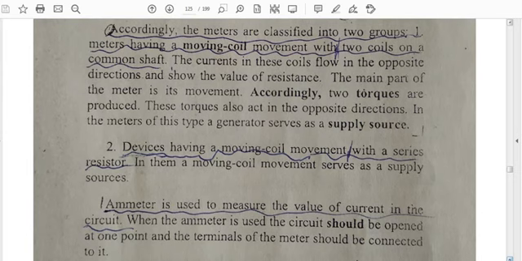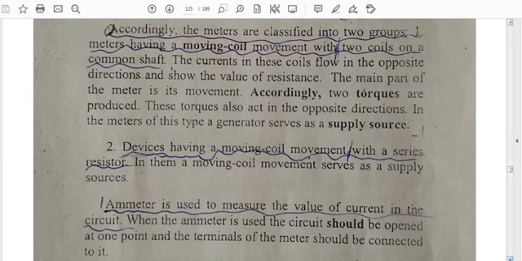The main part of the meter is its movement. Accordingly, two torques are produced. These torques also act in opposite directions.